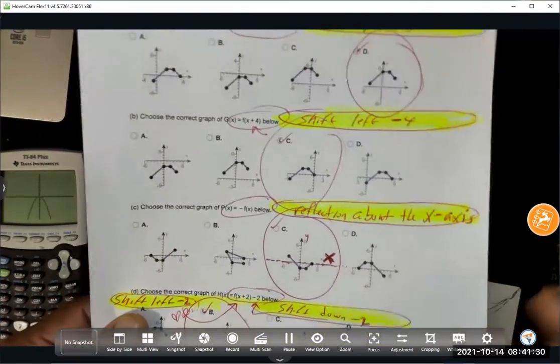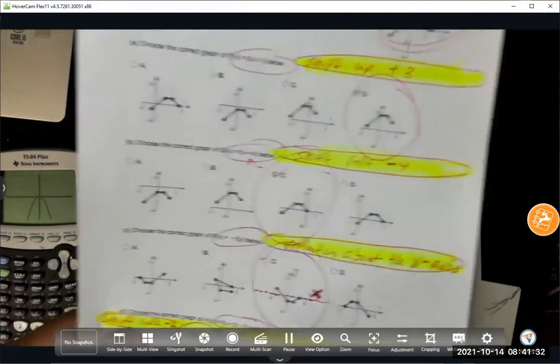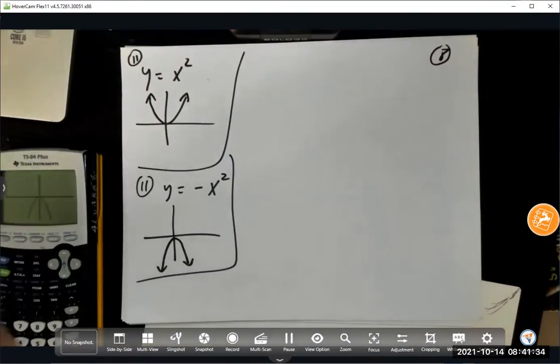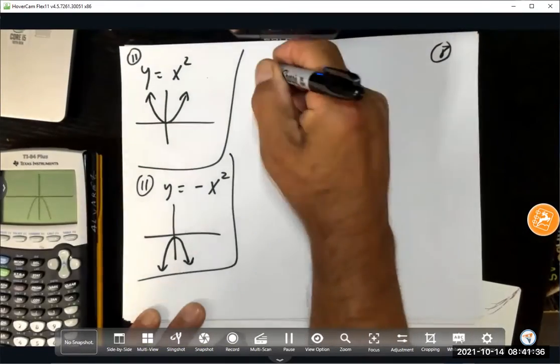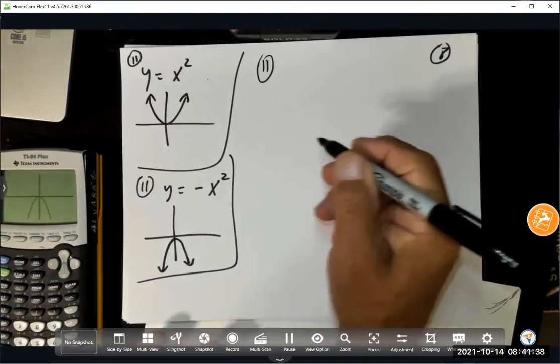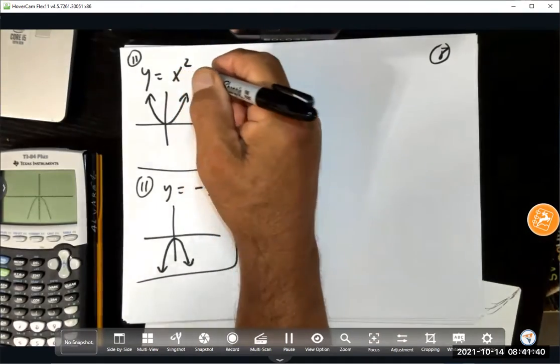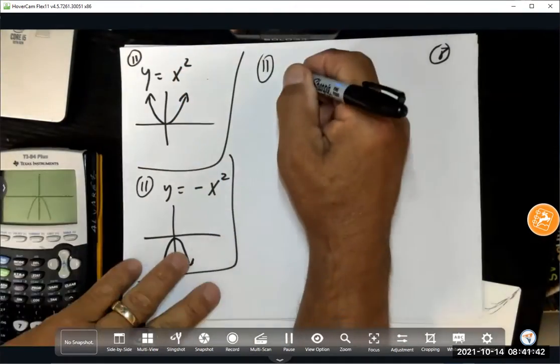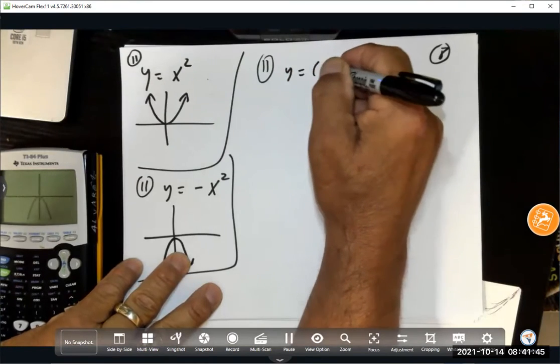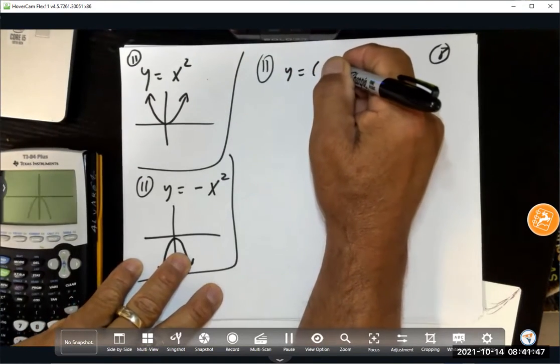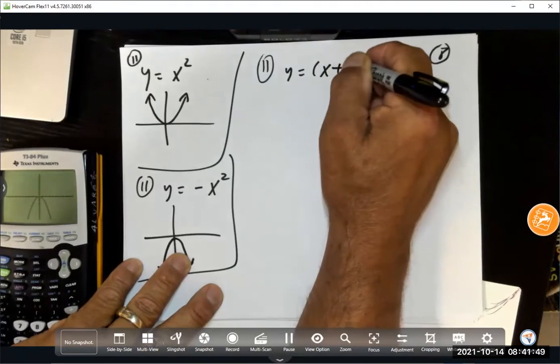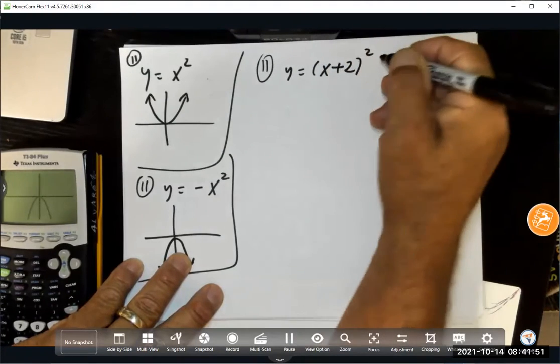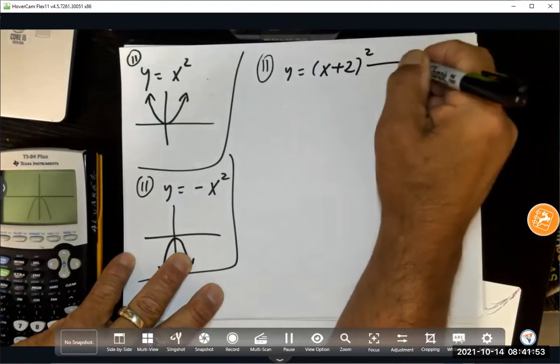Let me do one like this one here. Okay, hang on. Let me go back to this one. Okay. All right. Also, number 11. We did y equals x squared. So now, what happens when you do this to this thing? What happens when you go x plus 2 squared, and then you go minus 4?